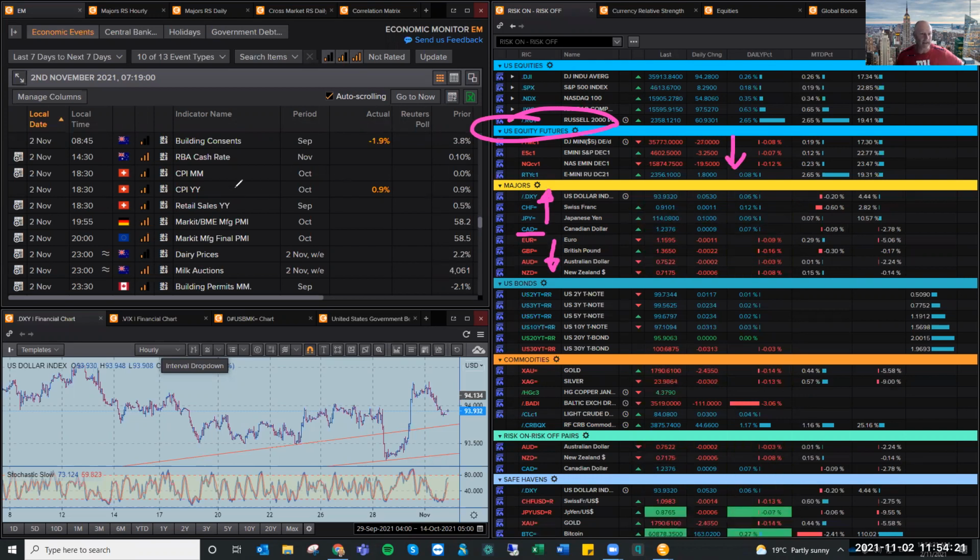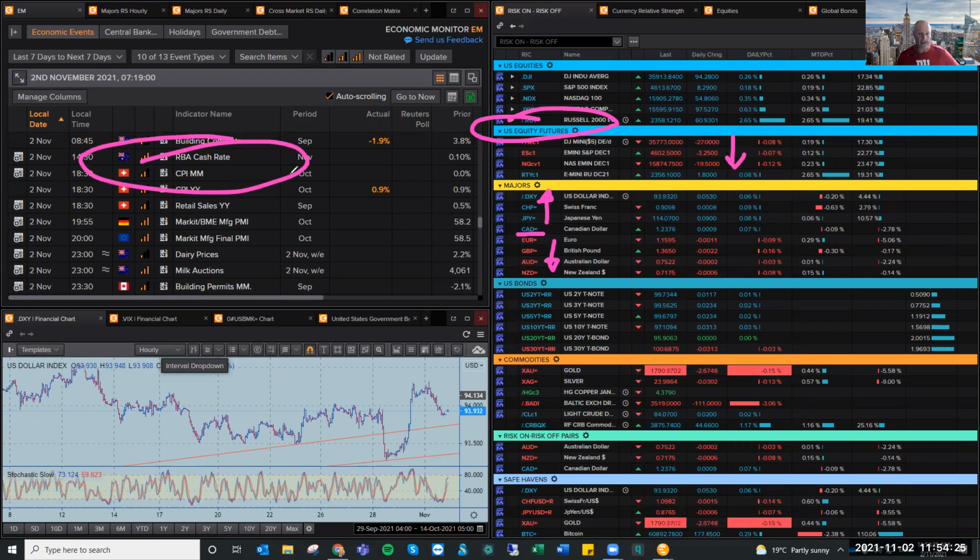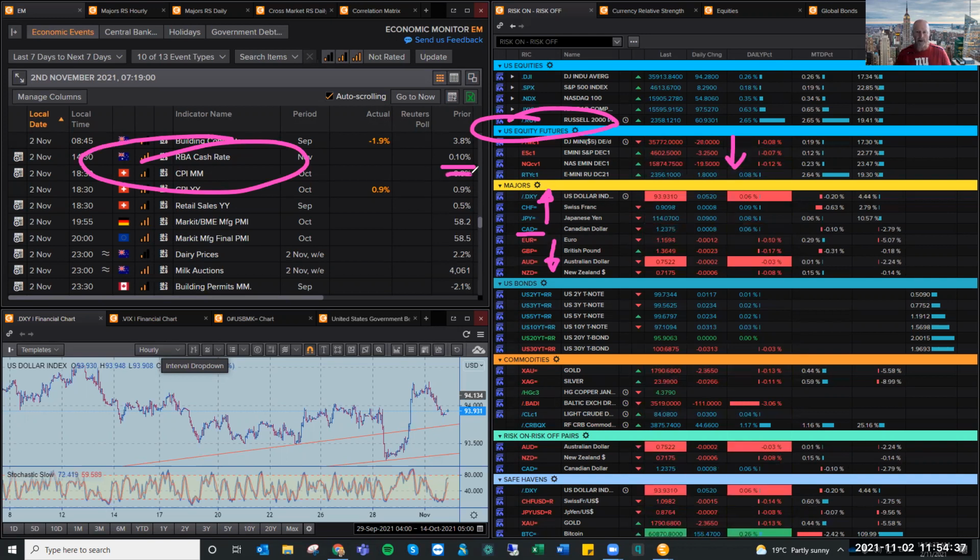Now, there's only one thing really major coming out, right? It's the RBA cash rate decision. No change of rates expected. I think they're talking about 2024 as the time when they might consider raising interest rates or doing something like that. So that's your benchmark. If they say anything about 2023, the Aussie's going to rally.